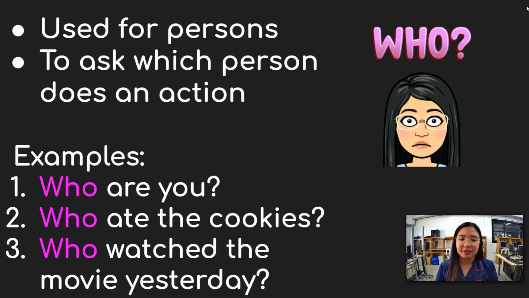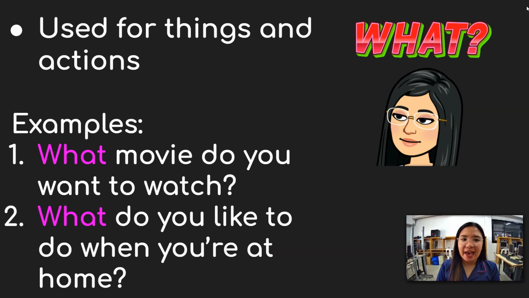Here are the examples. First is, who are you? Next, who ate the cookies? And the last one, who watched the movie yesterday? Again, we use who whenever we talk about persons. Next is what, and we use this for things and actions. For example, what movie do you want to watch? And the last one is, what do you like to do when you're at home?